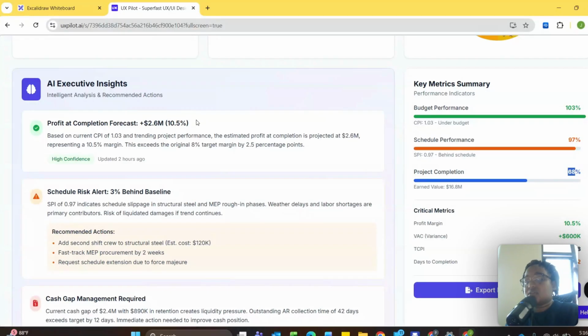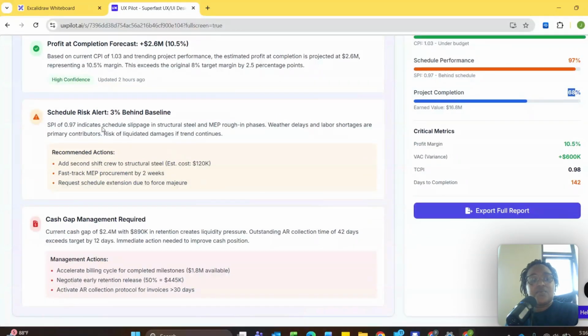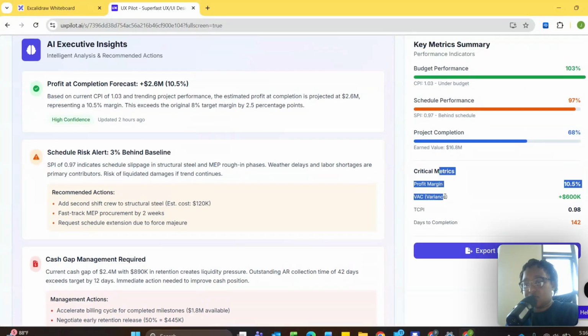So with this insight, you see what decisions you can make as management. We see there are insights on schedule. Here we are told that there's a risk alert. Okay, there's a cash gap. Okay, and here also there are critical metrics, profit margin, variance, etc. We can also export the full report and all that.